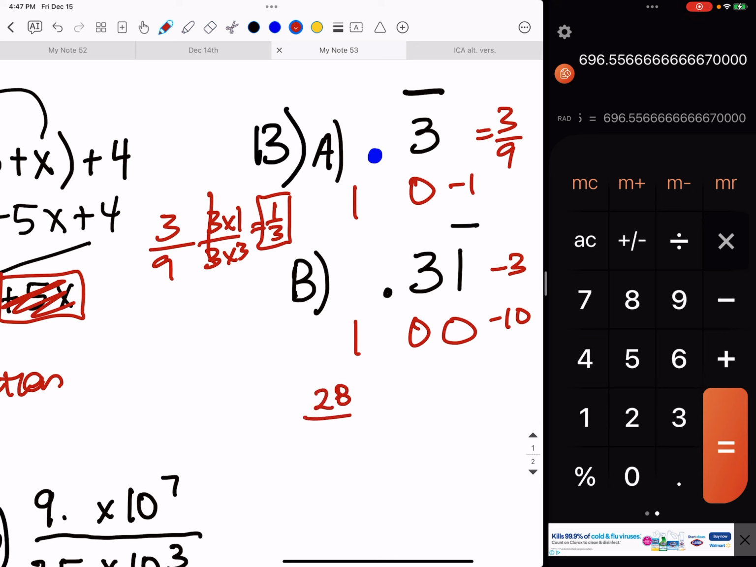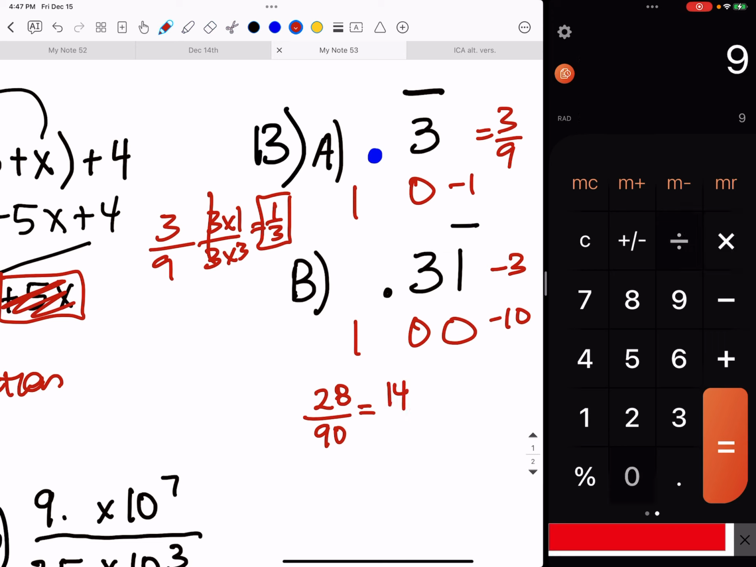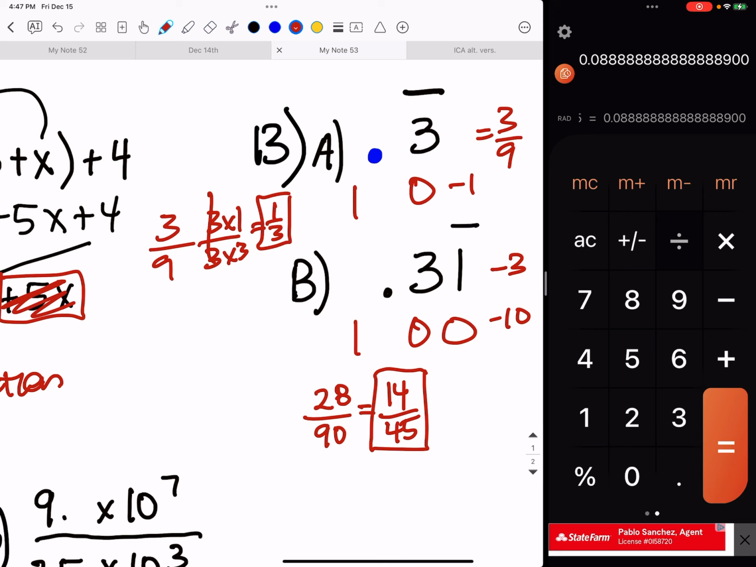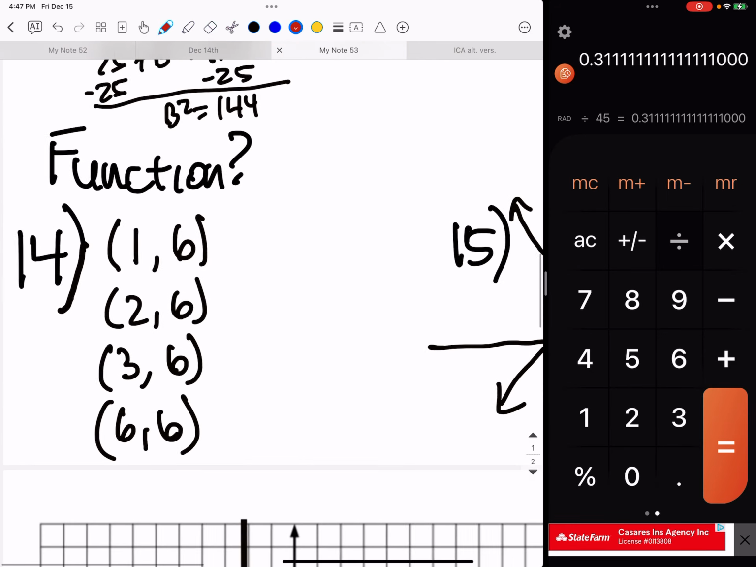So we have 28/90ths, but these are both even. You're not allowed to have that, so we're going to go 28, cut it in half, divided by 2 is 14. 90 divided by 2, cut it in half, is 45. There's the real fraction. And check it out. 14 divided by 45 is 0.311111, which is 0.31 with the 1 repeating. So that's right.